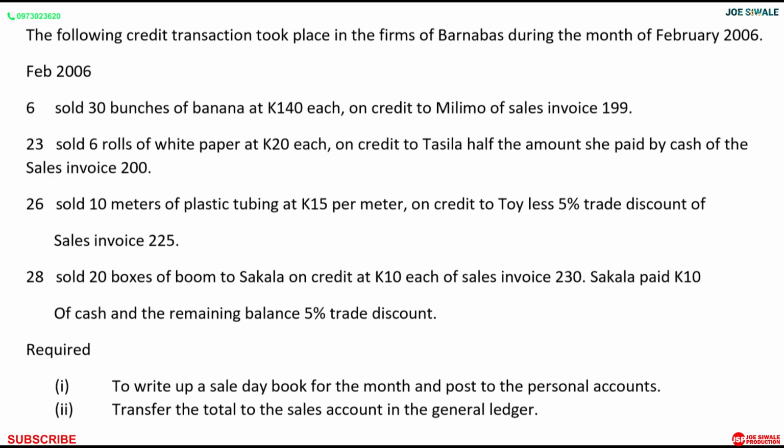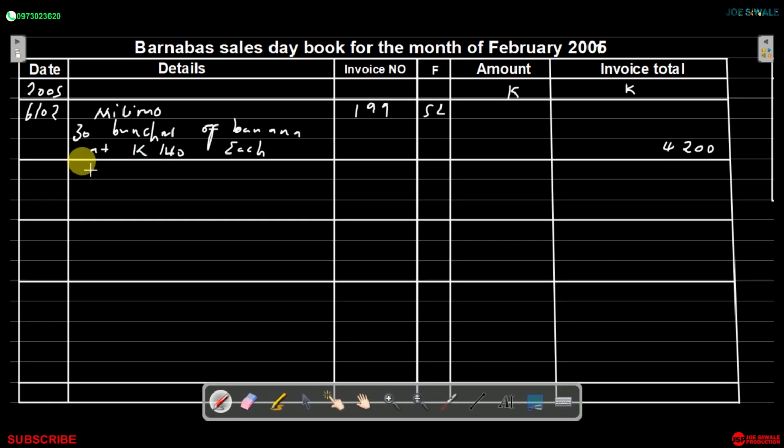So let us write down the date. The date is 23rd of February there. So we are going to say Tasila. In the details column, we're going to say 6 rolls of white paper at 20 kwacha each.